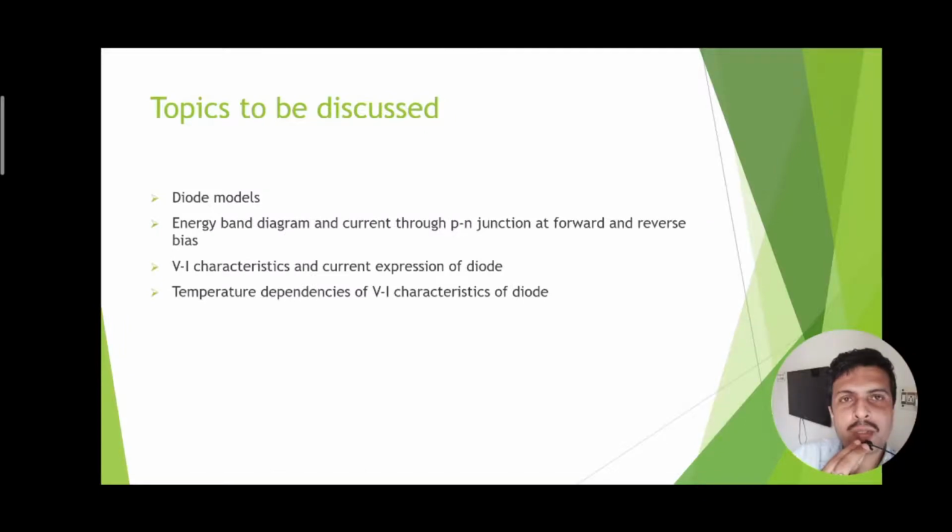The topics to be discussed today will be the diode models, energy band diagram, and current through PN junction at forward bias and reverse bias, VI characteristics and current expression of diode, temperature dependencies of VI characteristics of a diode.